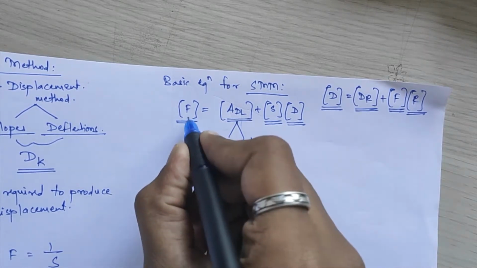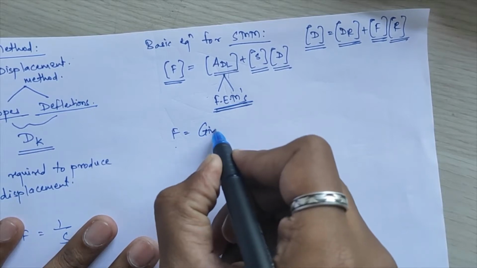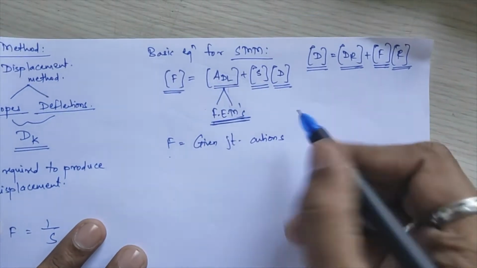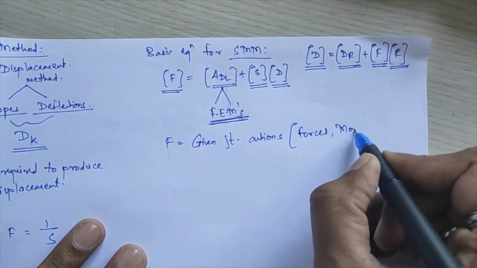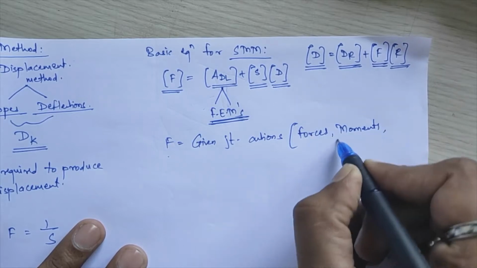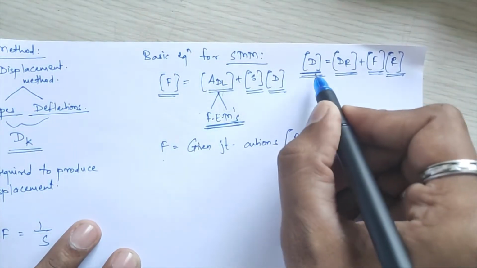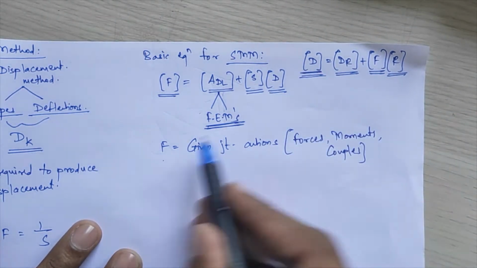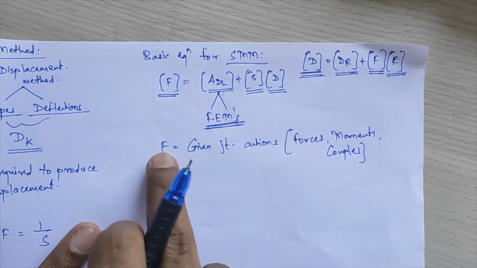You understand these terms very properly. F, those will be what? Those will be your given joint actions. Okay, in this either forces will be given to you, or moments will be given to you, or couples will be given to you. Same here we are taking D values. That means if sinking support conditions are given to you, that we are considering here. Here instead of sinking support, you have to consider the forces and moments if those are provided at the joints over there. That you have to consider under F.